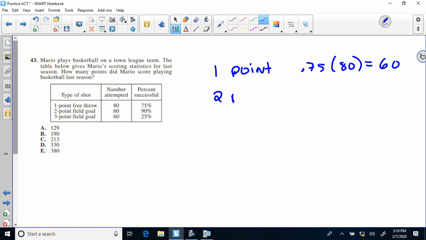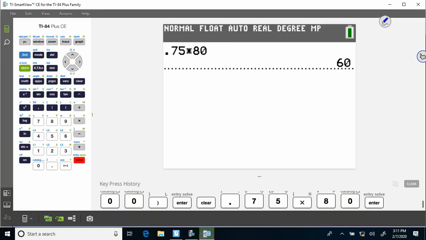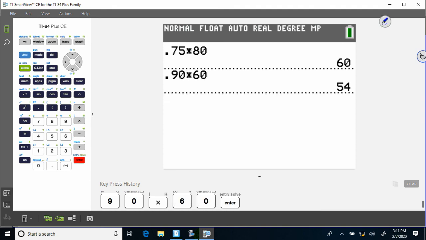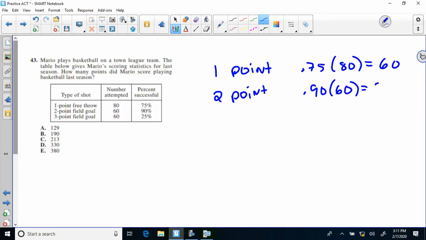Of his 2-point shots, he made 90% of the time, which is really, really amazing. 90% of the time, but he only shot 60 of them. So you would do 90% of 60, 0.9 times 60, and you would get 54, which means he made 54 shots, but he got 2 points for every shot he made. So if I'm keeping track of my points, the first one he made 60 points. The second one he gets 2 points for all 54 shots, which is 108 points. You get 2 points for every time you make it.